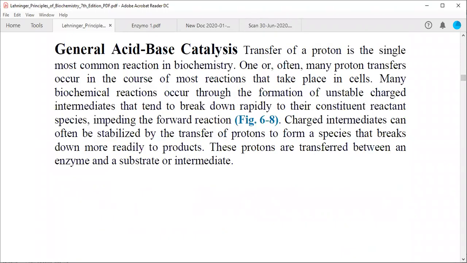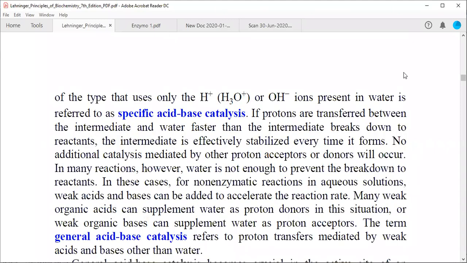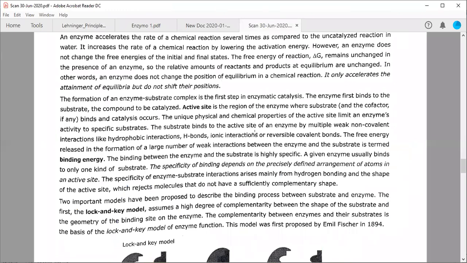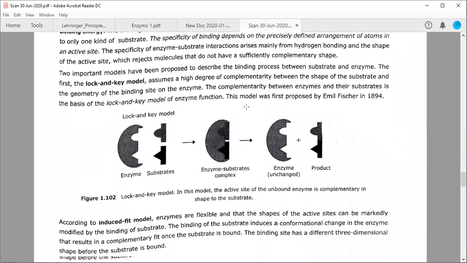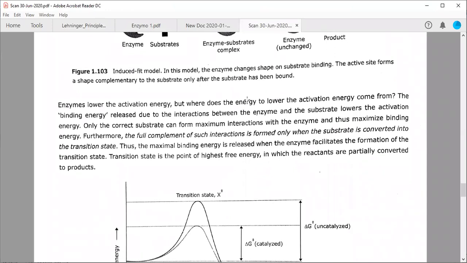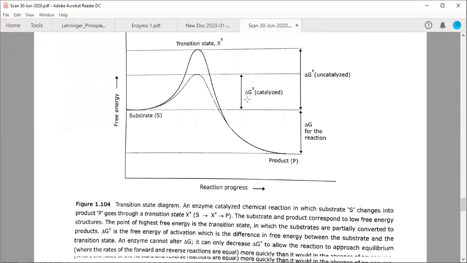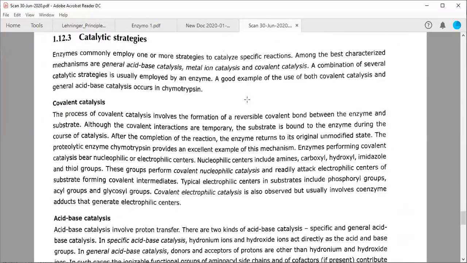So general acid base catalysis, the second is metal ion catalysis. All these things are also given in your Pathfinder. But before switching to that particular page, I would like to tell you about these two basic models. One is the lock and key model. One is the induced fit model. You also have studied a lot in your previous classes about these two models. So I can skip, but I will not.